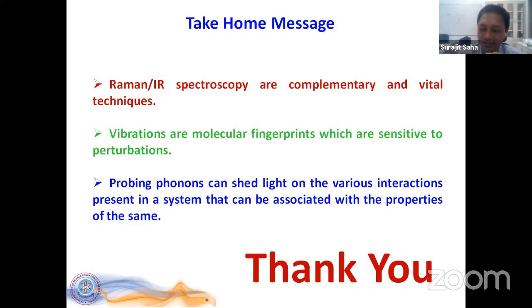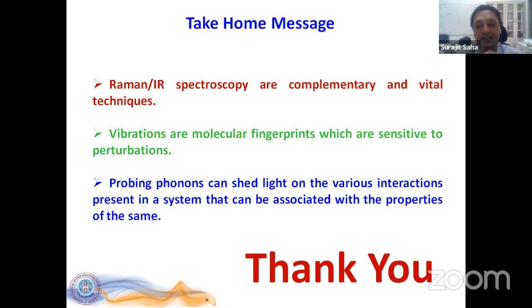I'm not sure what she connects to. Okay. The second question she has also written: what is the effect of anharmonicity on vibration spectra of a diatomic molecule? Well, it is the anharmonicity that always plays a role.